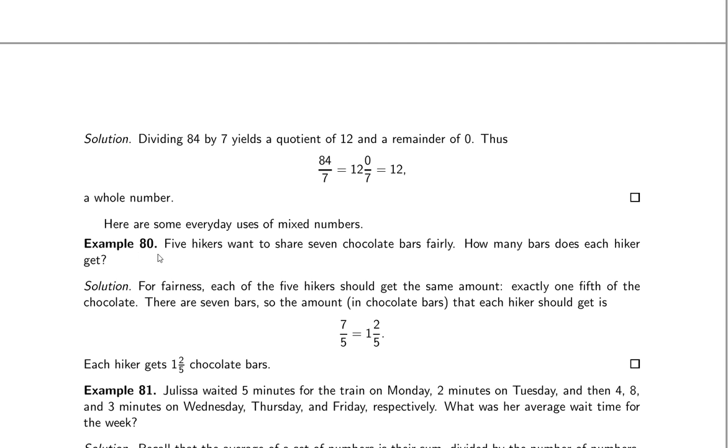I wanted to look at this example. 5 hikers want to share 7 chocolate bars fairly. How many bars does each hiker get? They have 7 chocolate bars left for 5 hikers.